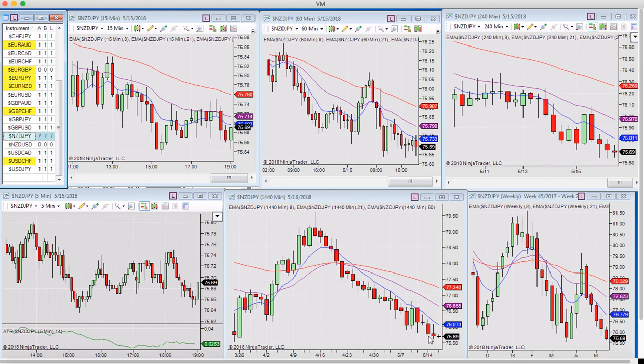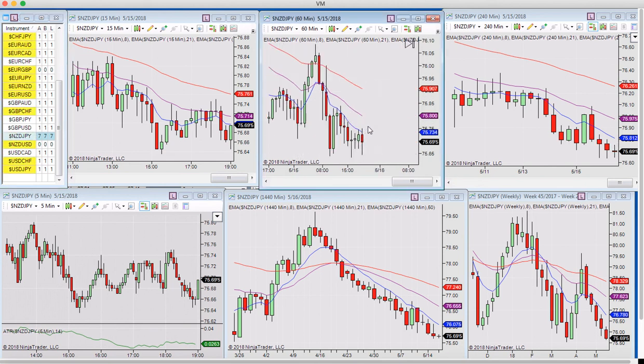NZD JPY. This is a nice, strong, and smooth trend. Okay, this is a perfect example of the trend that we want to trade. It needs a little mean reversion. This one's probably going to sort itself out. NZD JPY looks good. Okay, this one's probably going to set itself up in the next 5 or 6 hours.